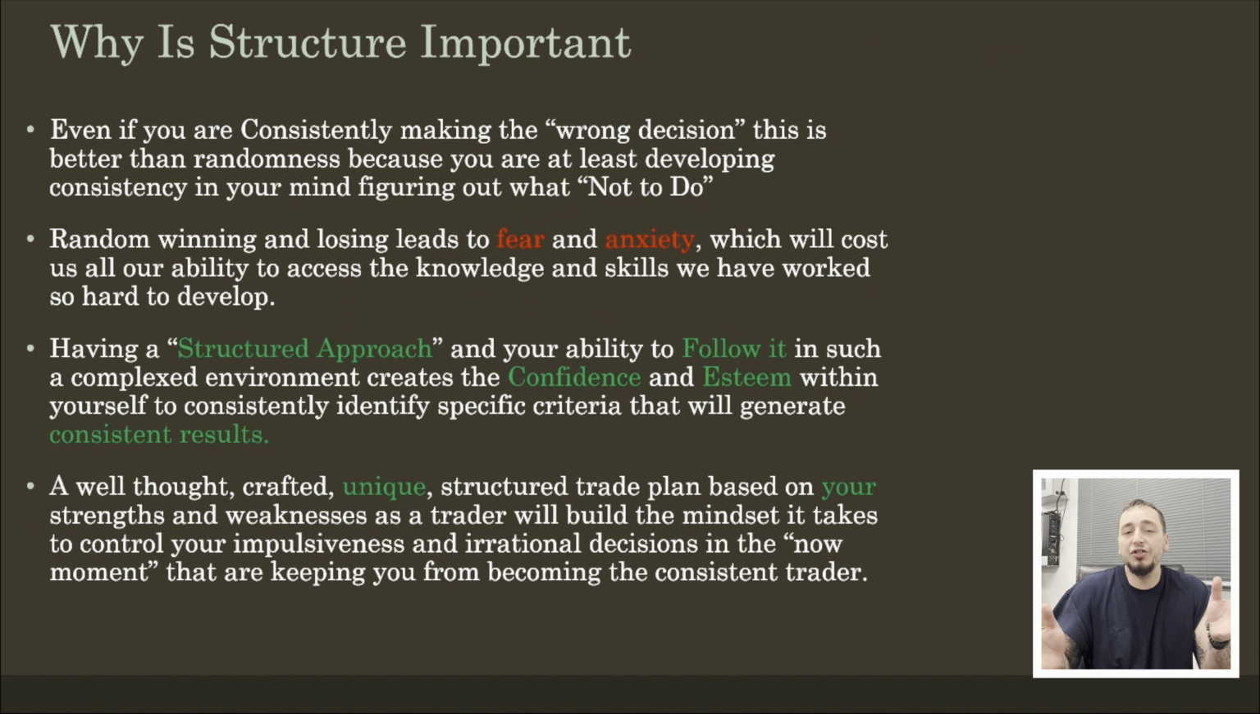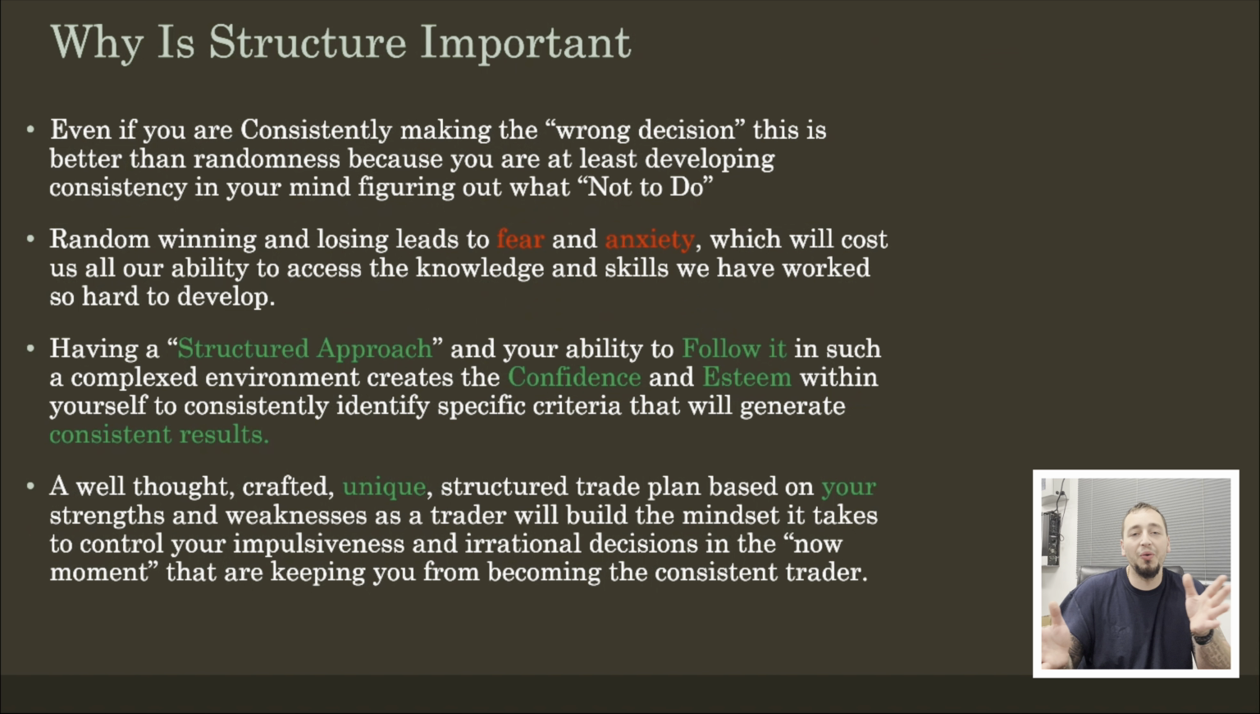Now, why is structure so important? I know we just dove into it a little bit, but now we're going to dig a little deeper. So, even if you're consistent with making the wrong decision, right? This is better than randomness. Because if you are at least developing consistency in your mind, figuring out what not to do, you are still demonstrating structure and consistency, right? Random winning and losing leads to fear and anxiety, which will cost us our ability to access the knowledge and skills we've worked so hard to develop, right? So this is very important.